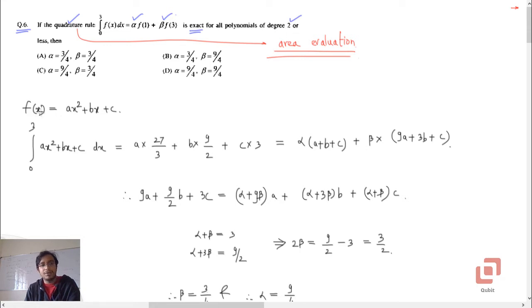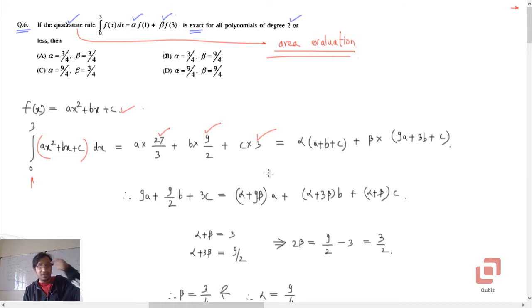So let us assume that our f of x is ax squared plus bx plus c. Now I'm going to integrate this, which is a into x cubed by 3. I've directly substituted the upper limit, which is 3. There is no need to write the lower limit because it is 0 forever. Plus b into x squared by 2, so 9 by 2, plus c into x, so c into 3.